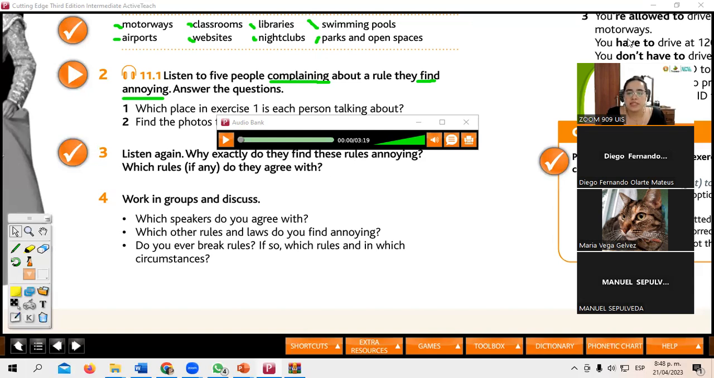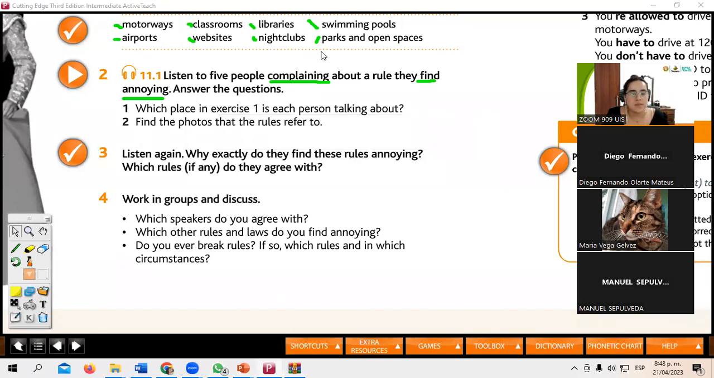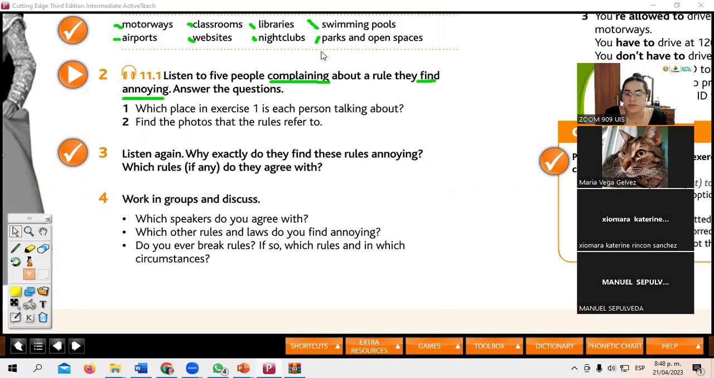Now for number 2, let's see, maybe we can listen to Xiomara. What did you get for the second complaint? It is about motorways and speeding. What did you understand? Teacher, because speed cameras, speed things on motorways are just a way for the government. Yes, so she says that the speeding tickets on the highway or motorway are for the government to make money.